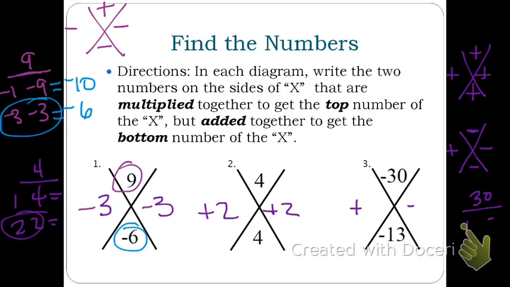Factors of 30 are 1 and 30, 2 and 15, 3 and 10. 4 doesn't go into it, but 5 does. 5 and, I ran out of room, just a second. Okay, 5 and 6. Those are all the factors, but we know that our smaller numbers have to be positive, or the left number has to be positive, but our bigger numbers have to be negative. Now, which pair equals negative 13 when we add them together?